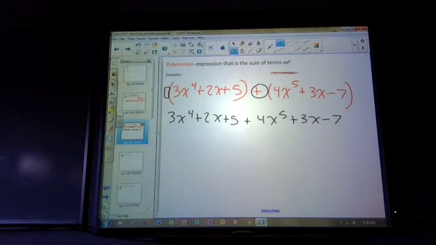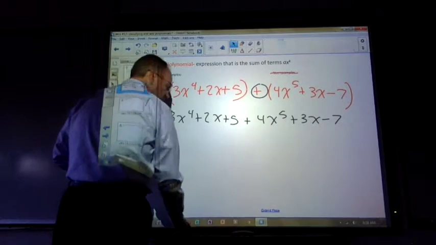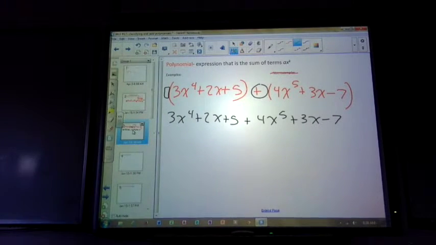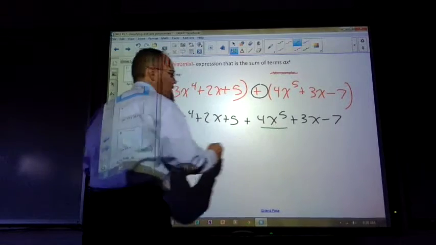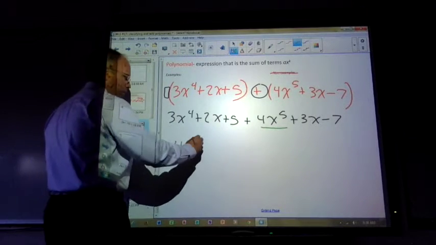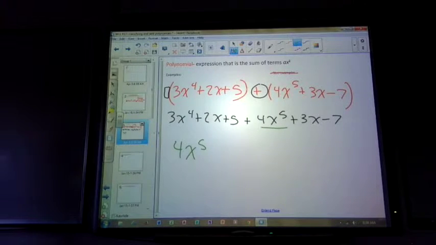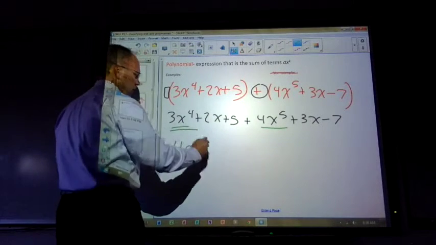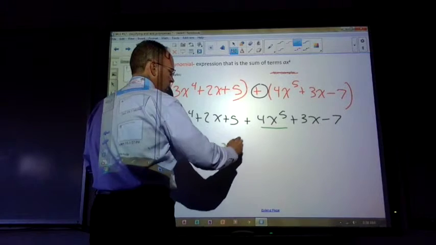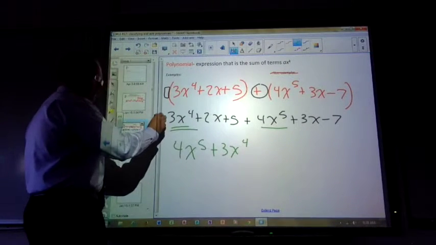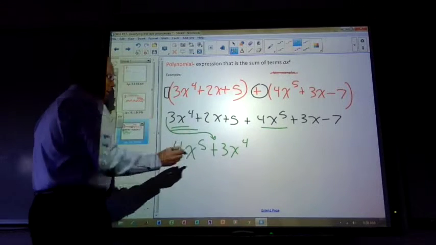So what is my largest exponent up here, Reese? 7, right? 7 is a constant. I'm looking at exponents. Would it be 5? 5. So this is my largest exponent. I'm going to put this first. Reese, what's my next lowest exponent? 4. Okay, so I'm going to put this next. Why was it plus here? That's a positive. That's why there's a plus there.